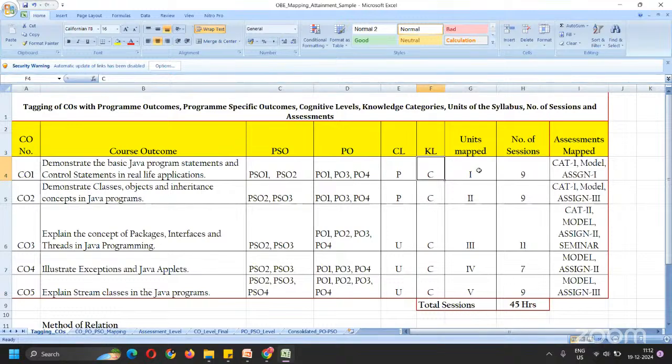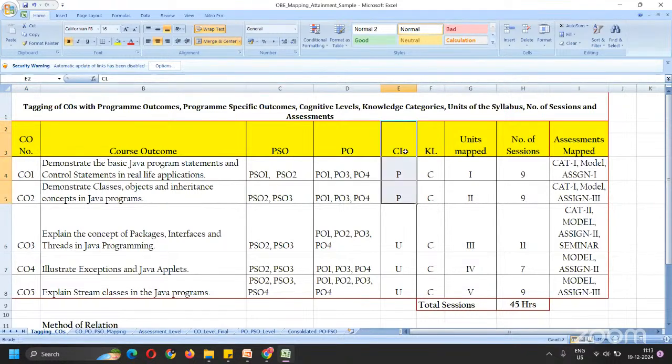Okay, so together, the knowledge level defines the type of knowledge the student will get at the end of attaining these outcomes. So for each outcome I have defined what knowledge level they will gain, and I have also tagged what cognitive level the student will attain.